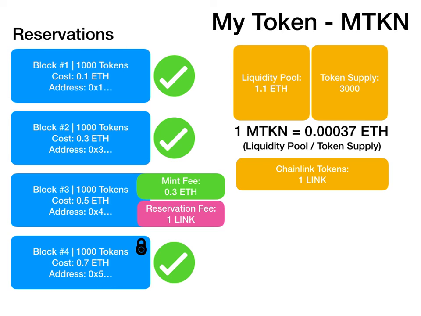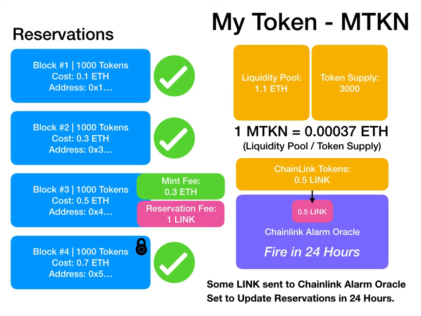All right. So now let's take a look at how these reservations are actually updated. What happens in that 24 hours. So once block 4 is purchased, some LINK from the contract is sent to a Chainlink Alarm oracle, which is set to fire in 24 hours, and we'll call the update function in our contract.